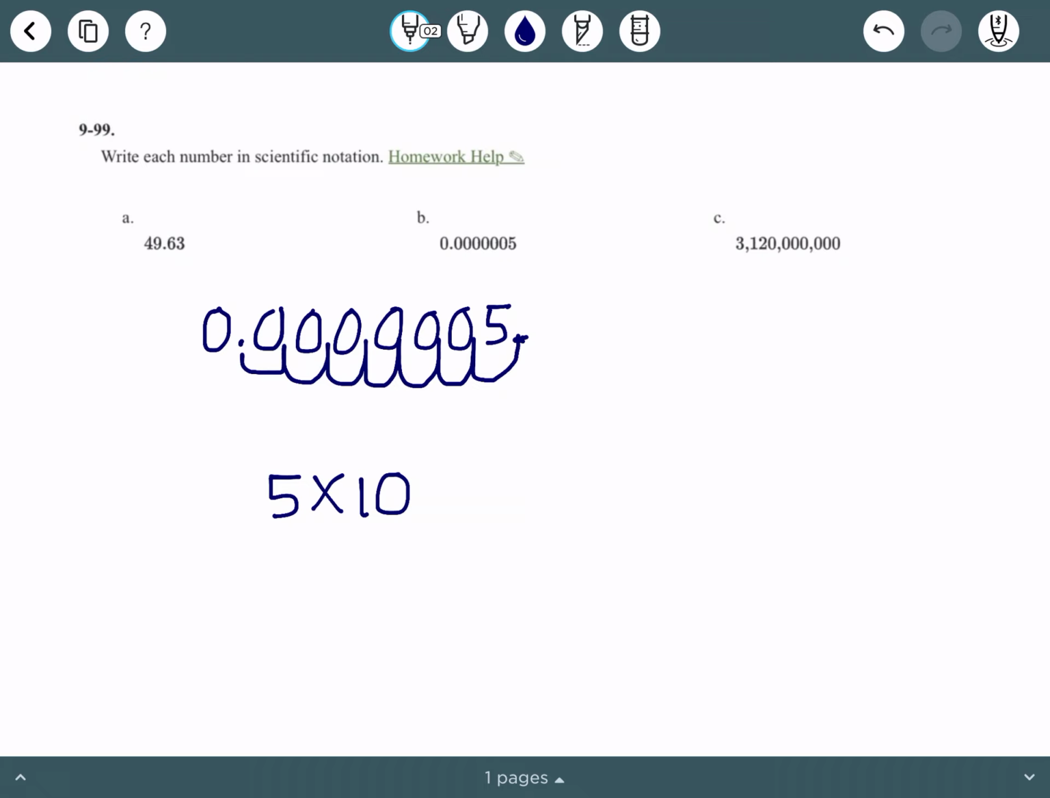Now, we have an interesting situation here because we moved our decimal to the right. Anytime we have a teeny tiny number like this, a number that's less than 1 or very small, this might be an easy way for you to remember: it's going to be a negative exponent. Or you could just say, if we're moving to the right, it's going to be negative. So I would have 5 times 10 to the negative 7th. And that's all we need for B.